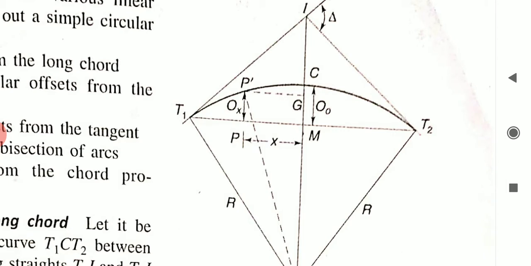Okay, see here, refer this diagram. This diagram is offset from the long chord method. In this, it is required to lay a curve, in this case, lay a curve that is T1 to T2. See here, this is the curve, already you people are familiar. It is between two intersecting straights.